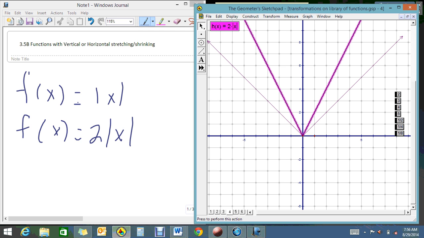And you notice that in the standard function, in the parent function we call it, we go over 1, we go up 1. Well, now we're just multiplying it by 2, so we go up 2. When we go over 2, instead of going up 2, we go up 4 because we're multiplying by 2.